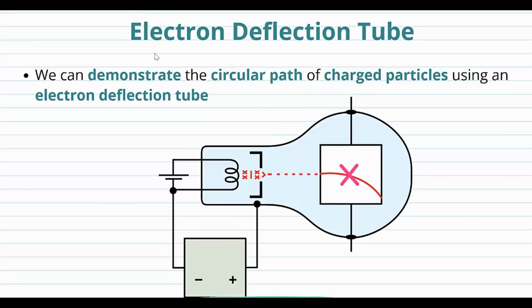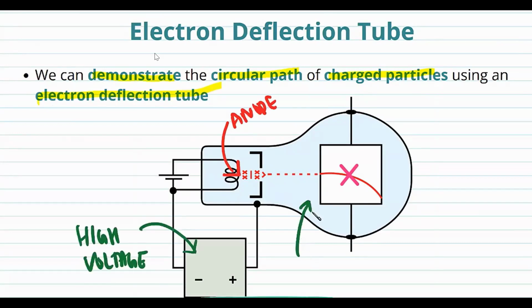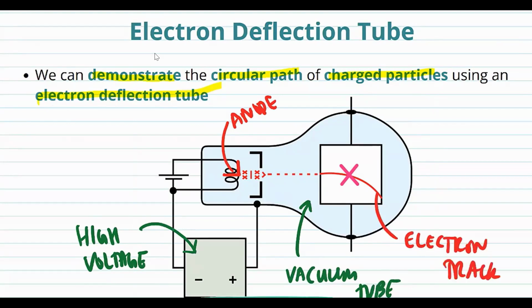Now we're going to discuss a particular use of the movement of charged particles in a magnetic field, which is the electron deflection tube. We can demonstrate the circular path of charged particles using an electron deflection tube. This consists of several elements. Firstly, an anode, which is supplied with a high voltage. The anode sends a beam of electrons into a vacuum tube, and we can see the electron track moving through the vacuum tube. There's also a screen and a magnetic field going into the screen.